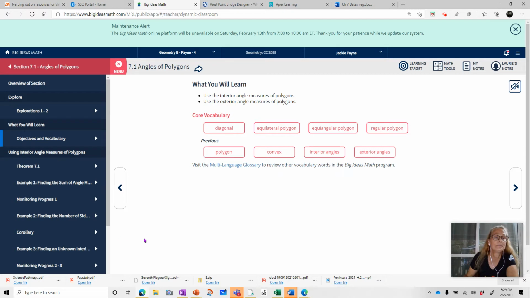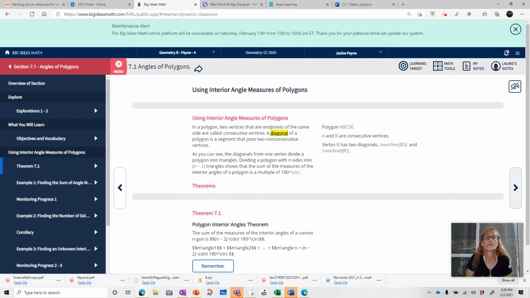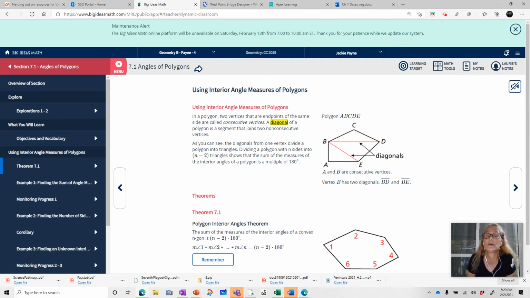So let's get started. We're going to talk about these interior angle measures of the polygons with these pictures. So first, in a polygon, two vertices that are endpoints of the same side are called consecutive vertices. So consecutive means one right after the other, like 1, 2, 3, 4, 5 are consecutive numbers. A diagonal of a polygon is a segment that joins two non-consecutive vertices. So A and B doesn't count, but A to C, that would be a diagonal. Or B to D, that's also a diagonal, but B to C or B to A is not.